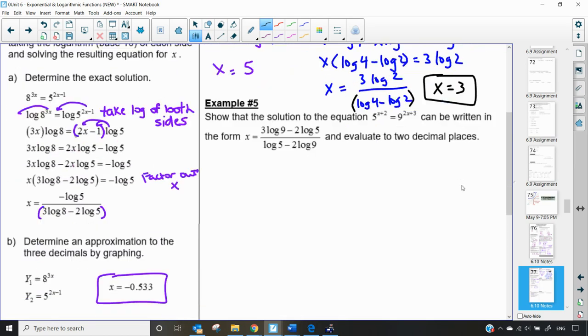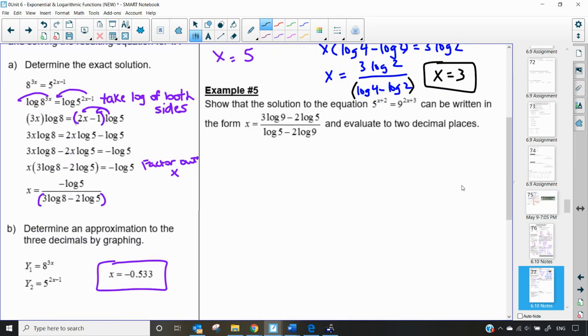All right, let's take a look at example number 5. So we're asked to show that the solution to the equation 5 to the x plus 2 equals 9 to the 2x plus 3 can be written as this expression here. And then after we have that, we're asked to evaluate to 2 decimal places. So normally if we're doing any type of proof or verification, we would use left side, right side. Because ultimately we're just simplifying this equation, I'm going to do it without left side, right side today.